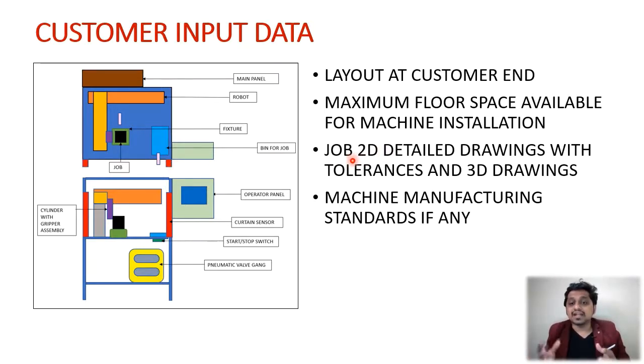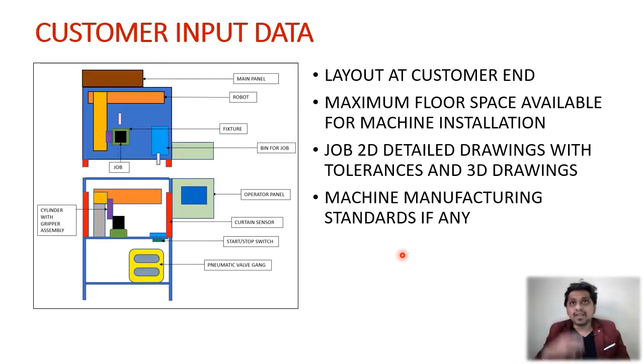Then job 2D detailed drawings with tolerances and 3D drawings. Yes, now this is a very important factor, because we are designing this complete machine for picking up this job, right? So we require the detailed drawing with tolerances. Why tolerances? Because you are gripping the job, so it is very important to know what the maximum variations in the job are, right? Then you should also ask whether there is only one component or there are some variations in the shape, because according to that you have to design your gripper. So that is important.